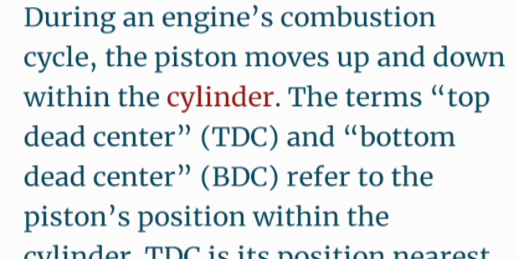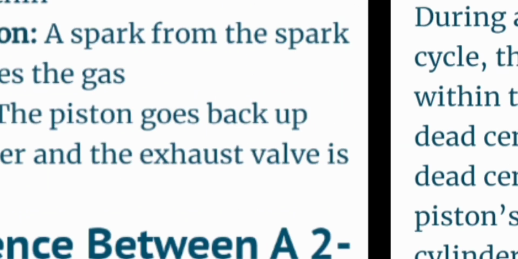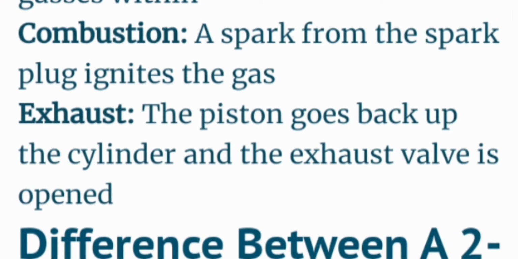A combustion revolution or a combustion cycle is the complete process of gas and air being sucked into the piston, igniting it and expelling the exhaust. Intake: the piston moves down the cylinder allowing a mixture of fuel and air into the combustion chamber. Compression: the piston moves back up the cylinder. The intake valve is closed to compress the gas. Combustion: a spark from the spark plug ignites the gas. Exhaust: the piston goes back up the cylinder and the exhaust valve is opened.